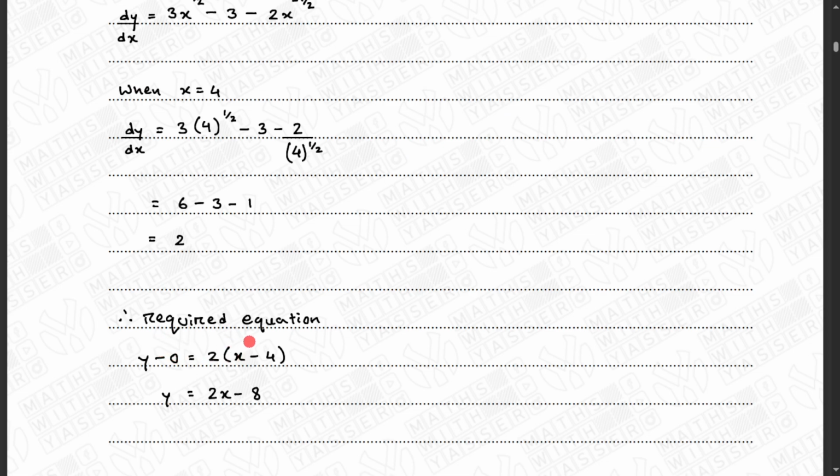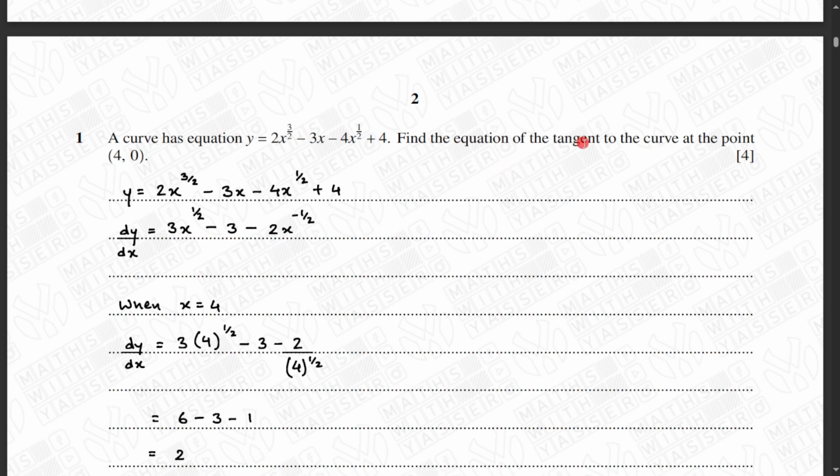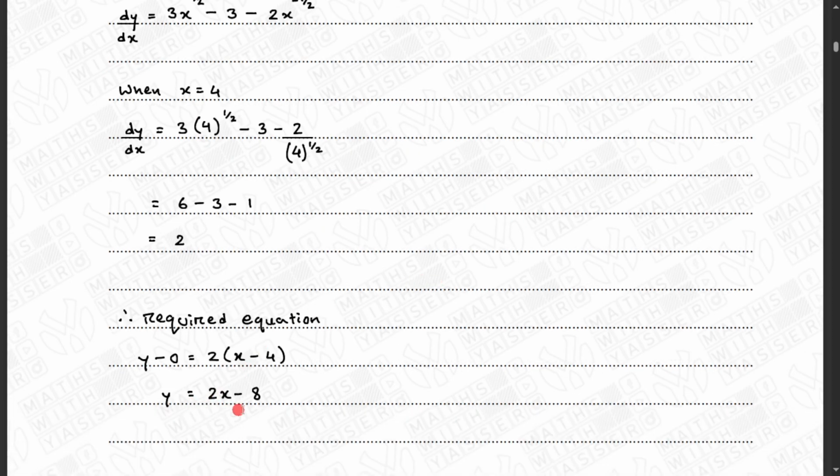So the required equation can be found with the help of y minus y1 equals m times (x minus x1), where y1 is 0 and x1 is 4 and the gradient we just found is 2. So the equation of the tangent should be y equals 2x minus 8.